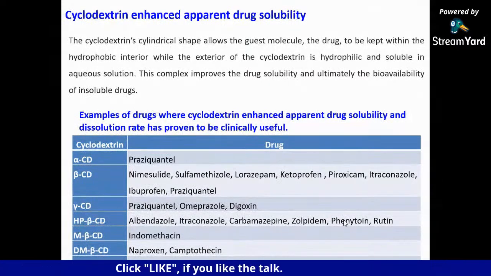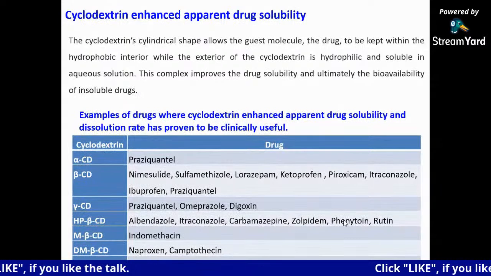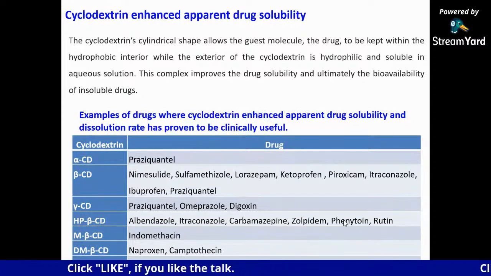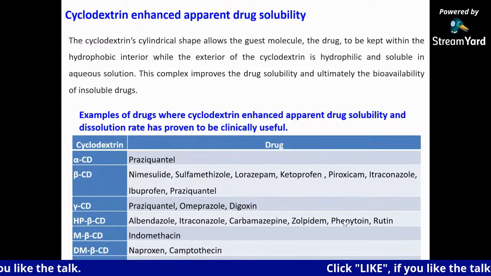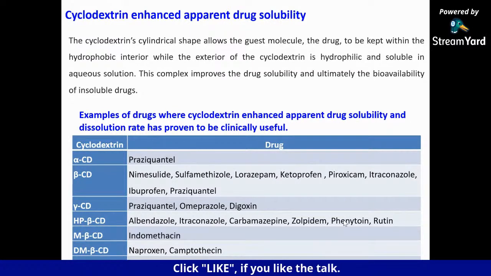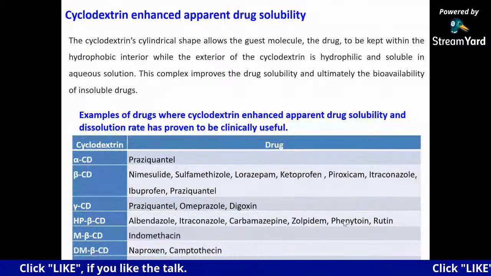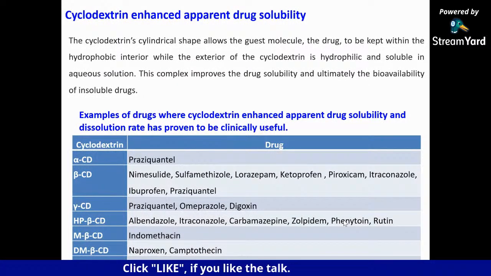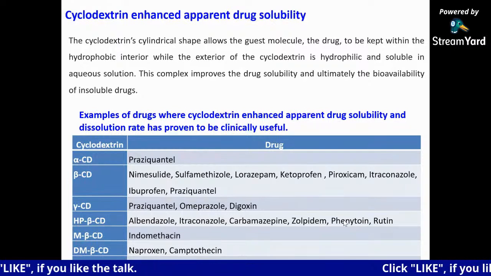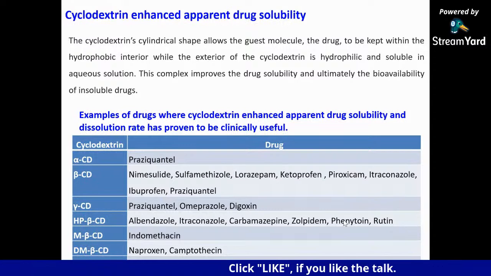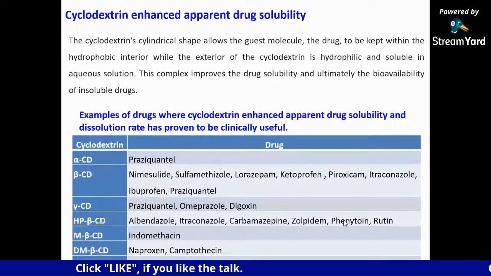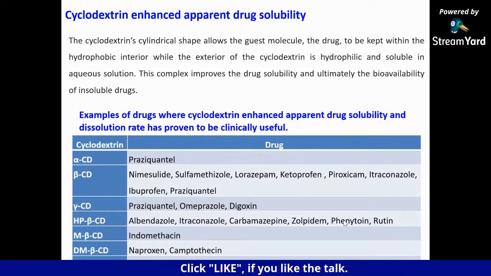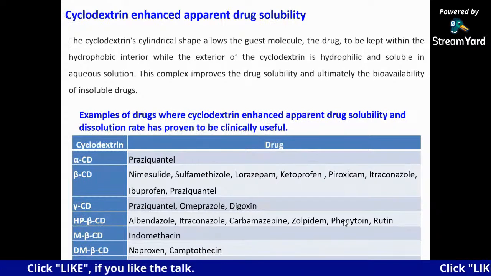And there are various drugs where the cyclodextrin enhanced apparent drug solubility and dissolution rate have proven to be clinically useful. We can see the complexes of alpha cyclodextrin, and the use of beta cyclodextrin to enhance the solubility of various drugs like nimesulide, lorazepam, piroxicam or praziquantel, and gamma cyclodextrin to enhance the solubility of omeprazole or digoxin, and the modified cyclodextrins to enhance the solubility of various antifungal, antihypertensive or non-steroidal anti-inflammatory drugs. So these are various examples where the cyclodextrin enhanced drug solubility and dissolution rate have proven to be clinically useful.